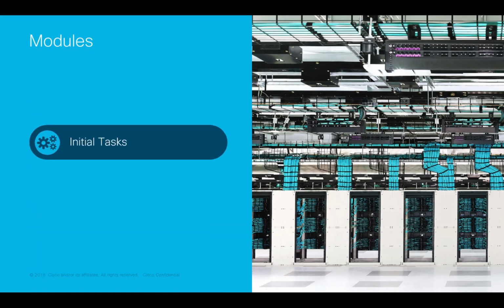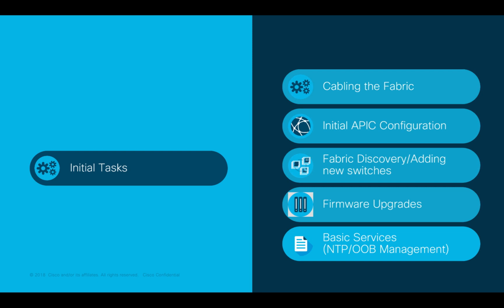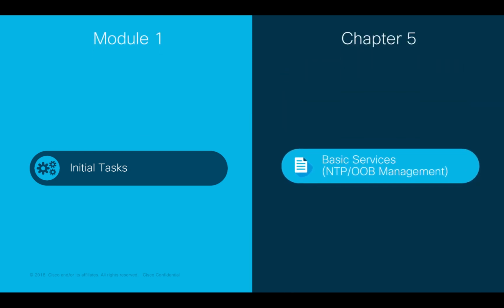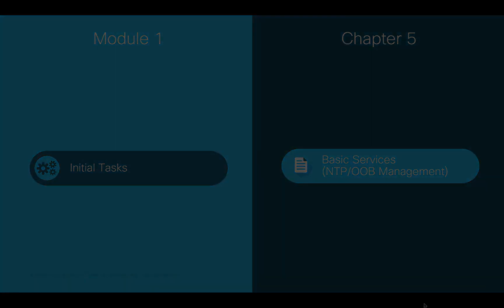Welcome to ACI, the Network Made Simple learning series. In this video, we will cover Module 1, Initial Tasks, Chapter 5, Basic Services and Out-of-Band Management.